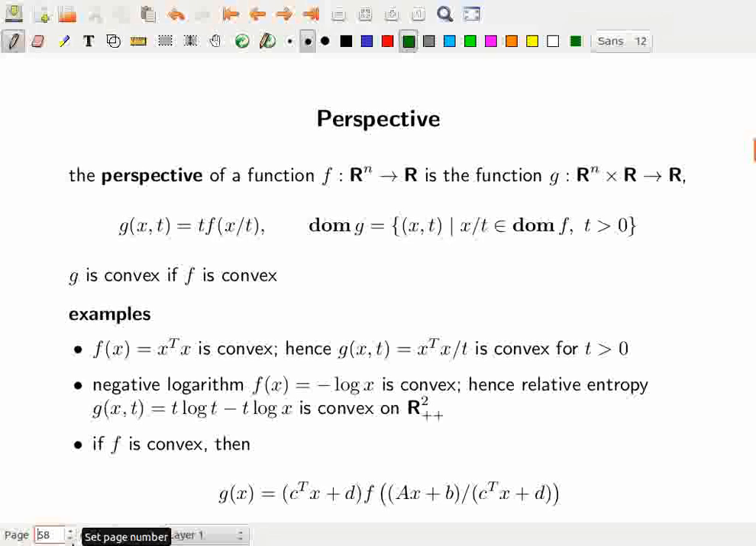The other thing is perspective. If we have a function f from Rn to R, we can define a function g which has one more dimension than f as input and maps to R. We can define this function as g(x,t) equals t f of x over t, where the domain of g is the points where x over t is in the domain of f and t is positive, because it's x over t. And this one is convex if f is convex.